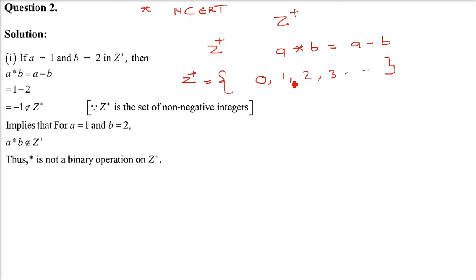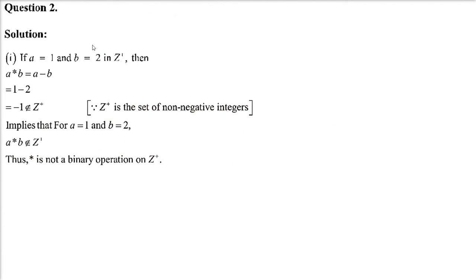Now, as I said, A and B have to be taken from this set only. So if you take A as 1 and B as 2, A star B is equal to A minus B. So A is 1, B is 2, that gives negative 1. Now you see, this negative 1 does not belong to Z plus. It is not there even in the set. So it is not a binary operation. Star is not a binary operation on Z plus.